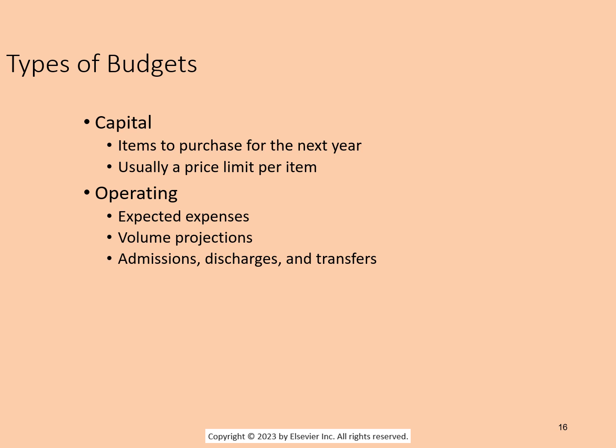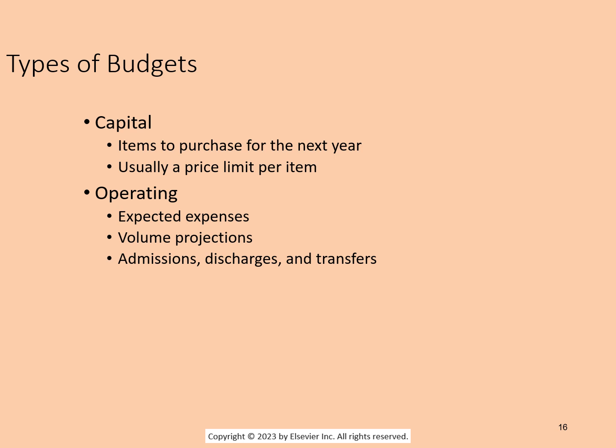And then usually if there's a price on those items again, you put into the budget how much you're going to spend on, like I said, maybe renovation, and you can't go over that limit because again, you're budgeting. Then you have the operating budget, like I said, expected expenses and volume projection.